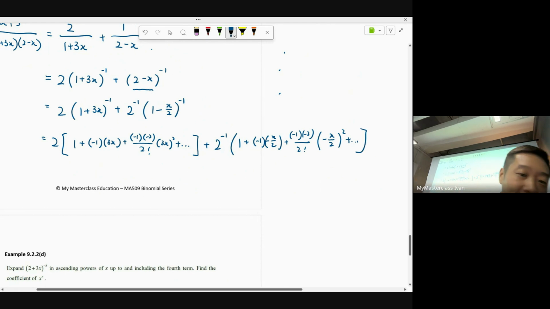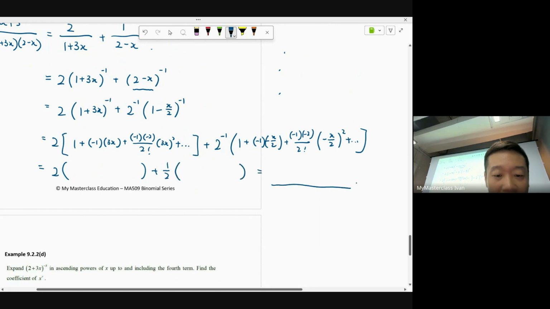Okay, come work it out and expand and tell me what is the final answer. So basically this one, there will be 2 times this plus half times this, and then there will be a final answer. Okay, work it out for me. I'll come back.